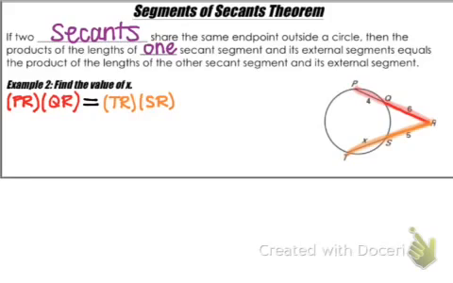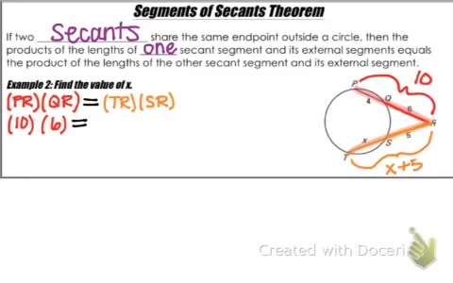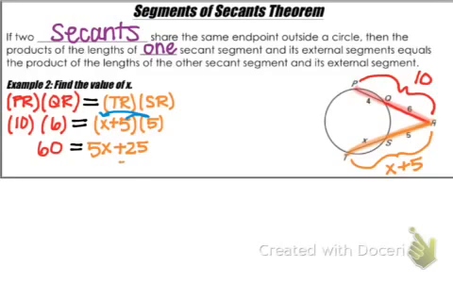So let's plug in what's given to us. Well, PR, the whole segment, is 4 plus 6, which will be 10. So 10 times the external segment, QR, which is 6, is equal to the whole segment length of TR, which is x and 5, which added together is x plus 5, times the external part, which is 5. So 10 times 6 equals 60, and we're going to have to distribute the 5 on the right-hand side to be 5x plus 25.